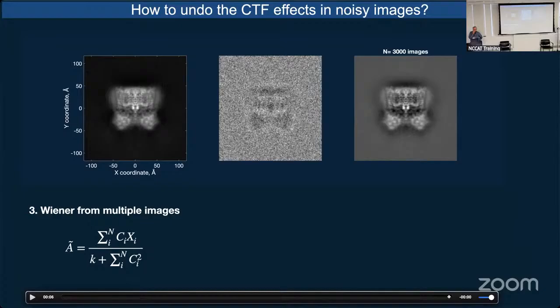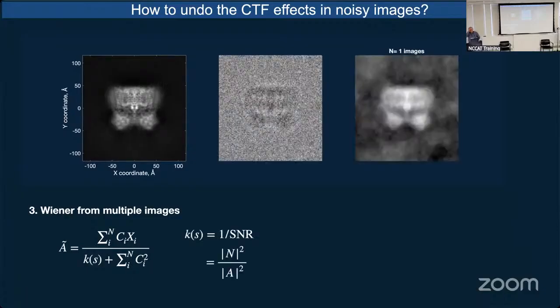So you could add up multiple phase flipped images, and it's not going to look all that different. It is better with the Wiener filter. That's all I can say.